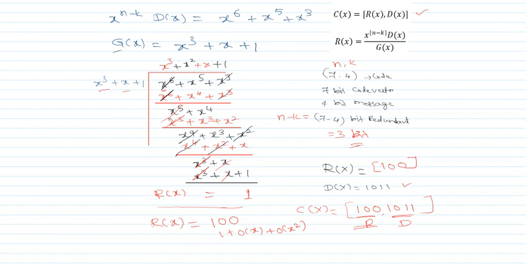So this is all about the generation of systematic and non-systematic cyclic codes.